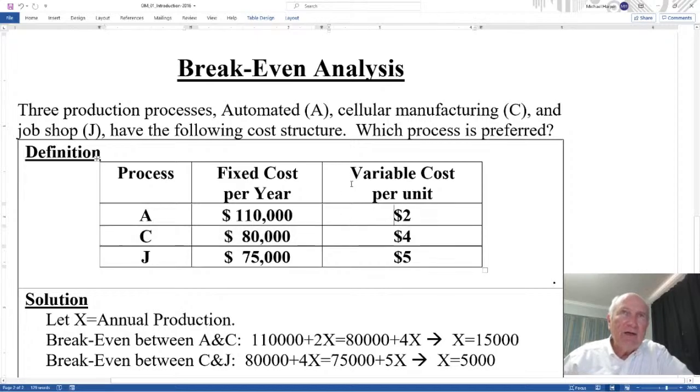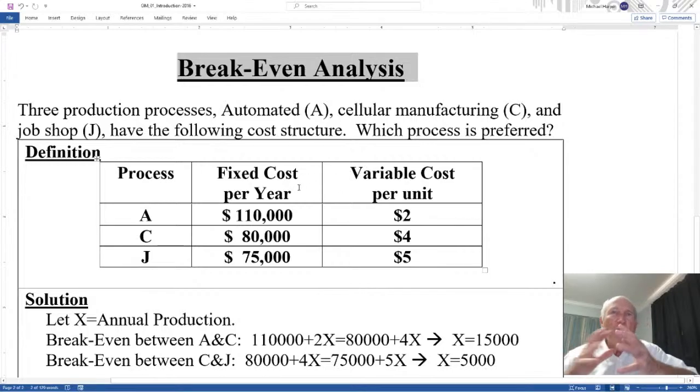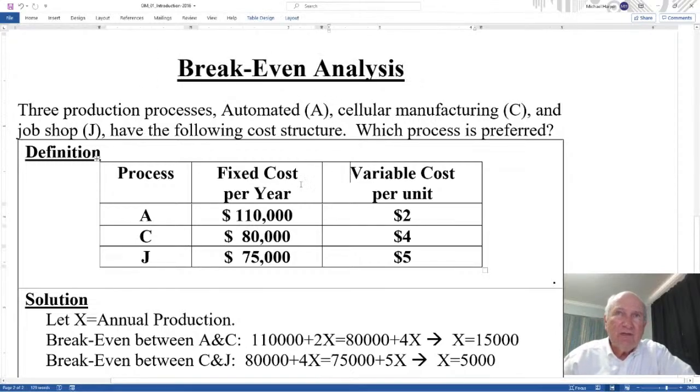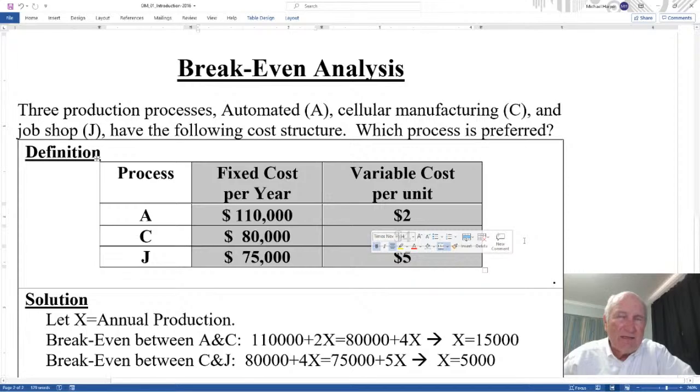Now, I said it's a break-even analysis because I'm saying which one of these will have the lower cost. So it's a cost analysis. It's only part of the decision, which process do we use? Automated, cellular, or job shop. So part of that decision process is cost. So how do we analyze the cost? Well, at the top up here, it's break-even. So when we look at this, what's the break-even analysis?